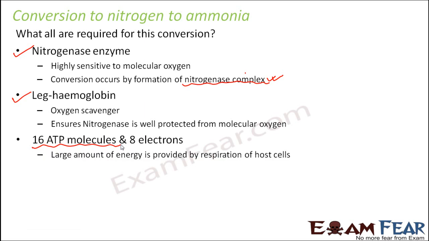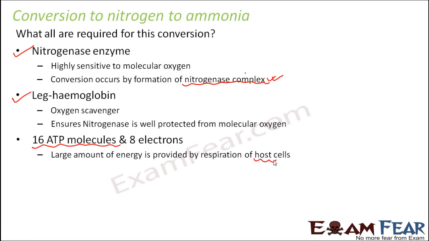So a large amount of energy is provided by respiration of host cells. Now who is the host here? The host is nothing but the roots of the leguminous plant. So that leguminous plant is basically the host. This energy will come from respiration of those cells. Inside that plant, the cells will be conducting respiration, so energy will be produced, and that energy will be utilized for conversion of nitrogen to ammonia.